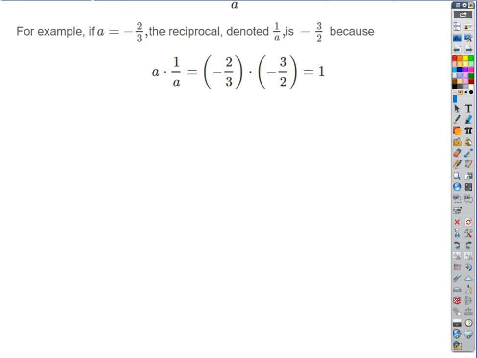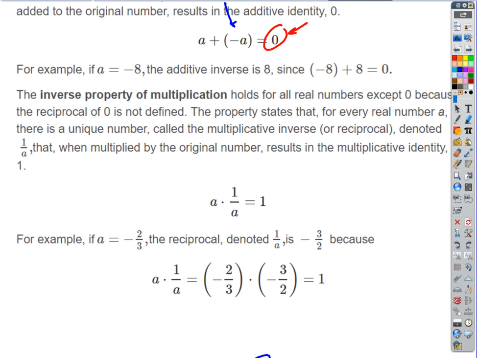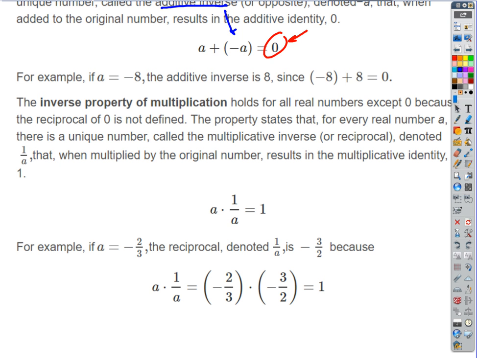2/3 times blank equals 1. But what do I have to do to cancel the 2 and the 3? Okay, I need a 3 on top to cancel the 3, right? 2 on the bottom. What do we call that? The flip of a fraction. What do we call that? Reciprocal. There you go. Okay? Right? So the multiplicative inverse is just the reciprocal of the number.